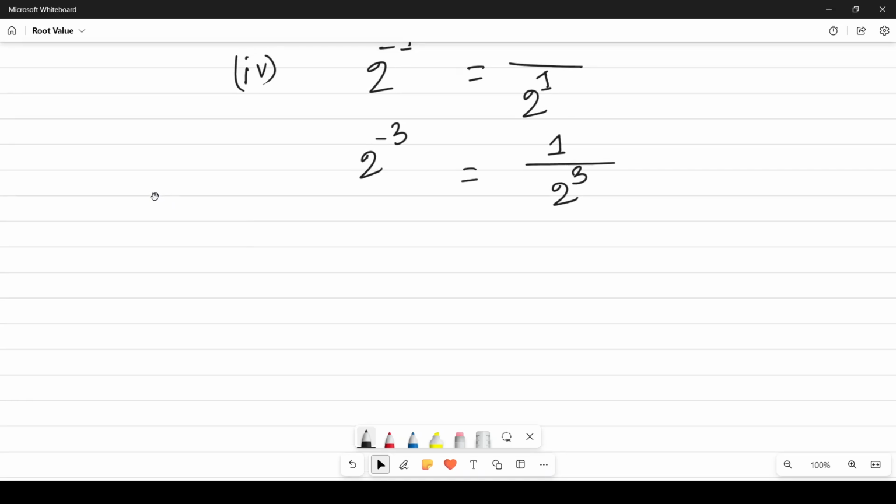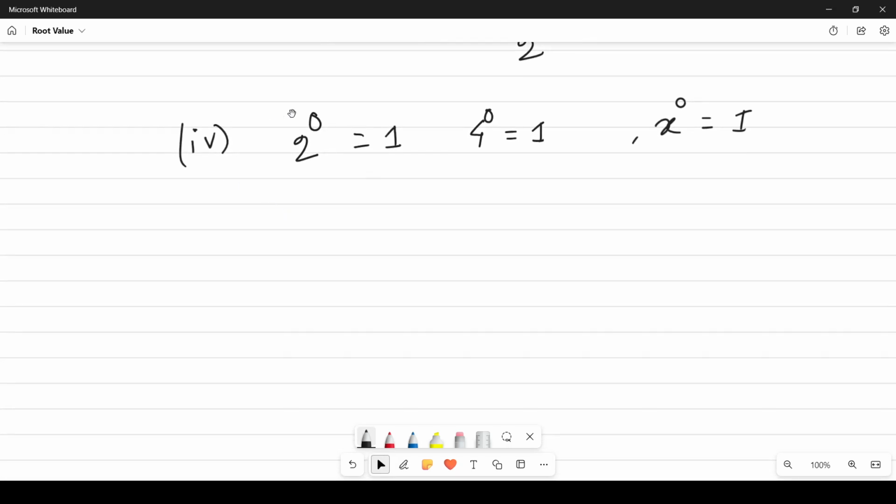Now, the fifth law. The fifth law says, if you have 0 power to any base, let's say 2 to the power 0, the value we'll get is 1. Or any base which has a power 0, 4 to the power 0, it will be 1. Even x to the power 0 will be 1. Why? It's a big question. A lot of people ask why anything which has the power 0 gives the value 1.